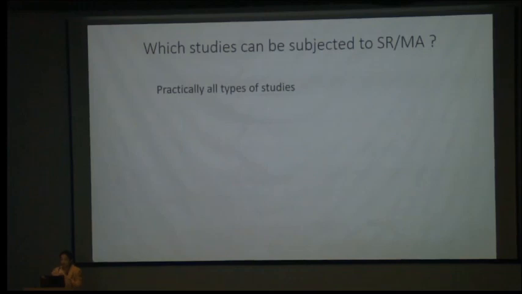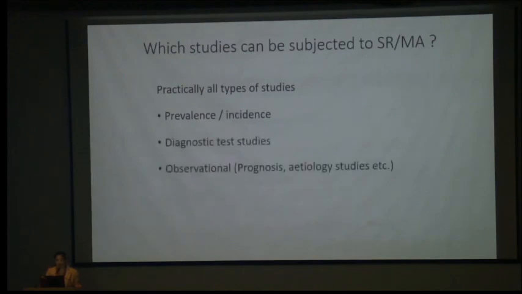So if you're starting your thesis and you have a number of research questions, or maybe one research question, you may be wondering what kind of studies are amenable to being included in a systematic review. And the answer is pretty much any kind of study. So no matter what your thesis topic, you can do a systematic review for it. So you can do a systematic review for prevalence or incidence studies, diagnostic test studies, observational studies, prognosis etiology studies, or interventions, of course, RCTs.